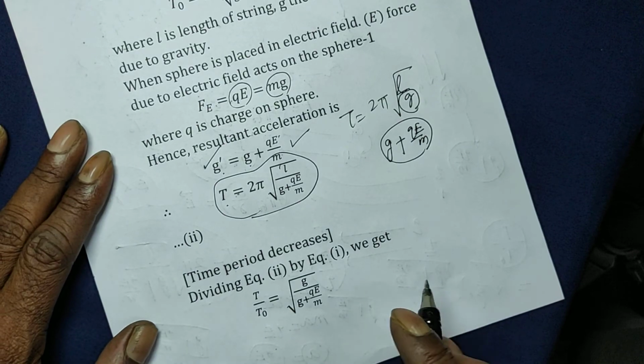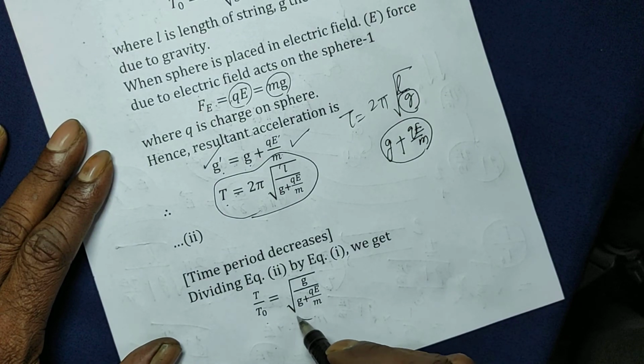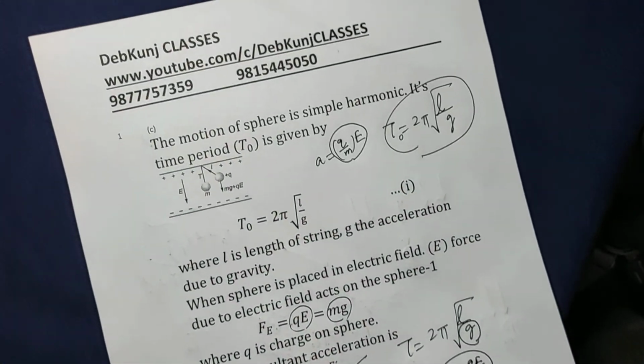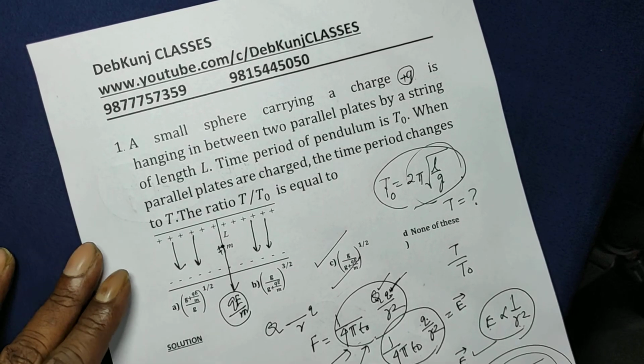So if you divide, you get T over T naught equal to this. So choice C is the correct choice, right? So thank you very much.